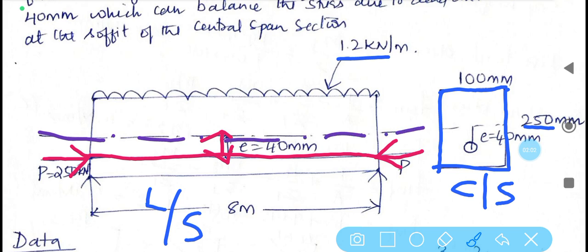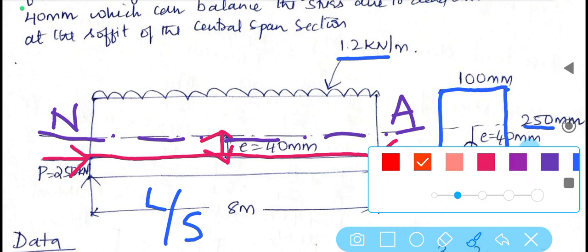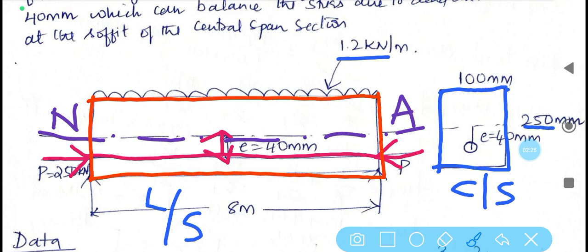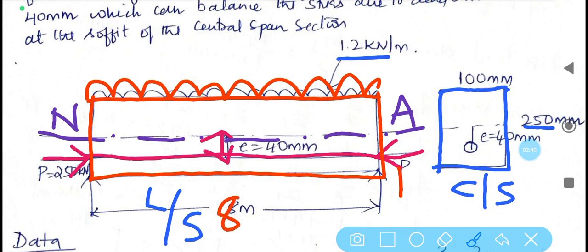So this represents the centroidal axis or the neutral axis. Eccentricity has to be drawn always with respect to the neutral axis, and the beam dimension overall is given as 100 by 250 mm, and let us draw that accordingly. And this is the depth of the beam, and this is the two-dimensional view or the longitudinal view of the beam, and it carries a uniformly distributed load of 1.2 kilonewton per meter, which is given in the problem statement, and the span is 8 meters, and here the pre-stressing force P of 250 kilonewton is applied.